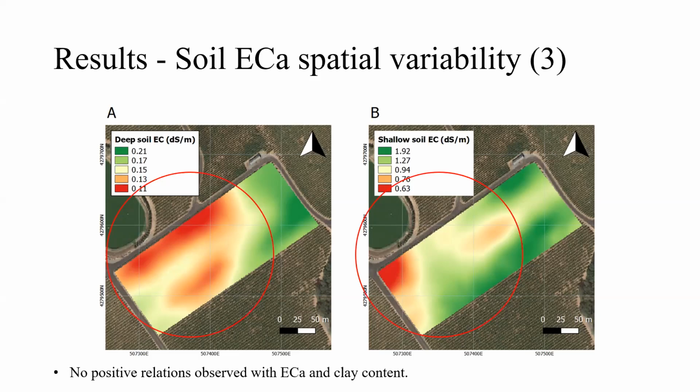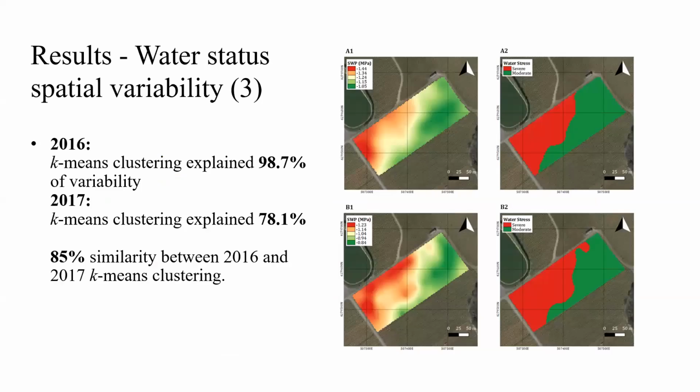These are the interpolation maps for plant water status as stem water potential intervals for both seasons. The vineyard then was delineated into two clusters by k-means clustering analysis. We got two clusters as before, one severely water-stressed zone and a moderately water-stressed zone. In 2016, k-means clustering explained about 99% of the variability of the plant water status.